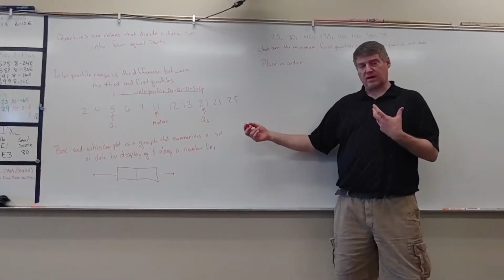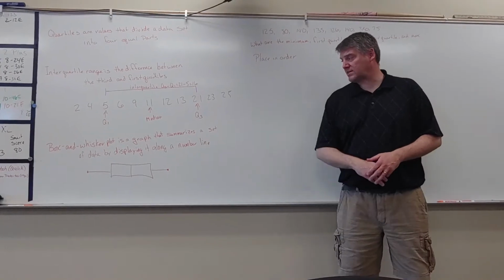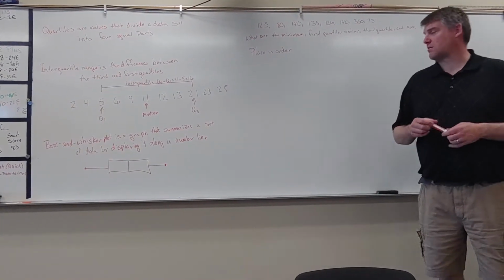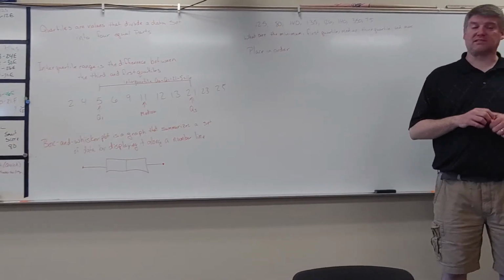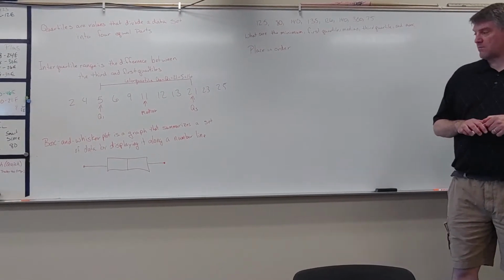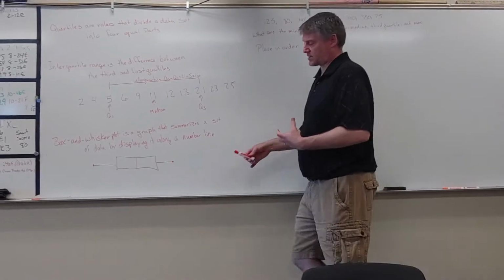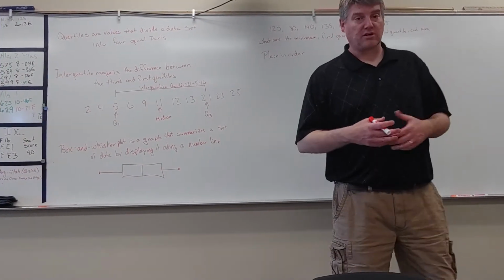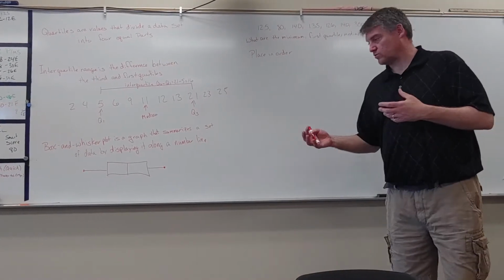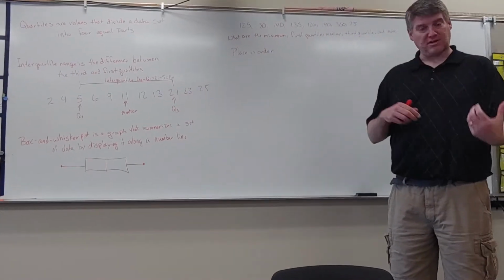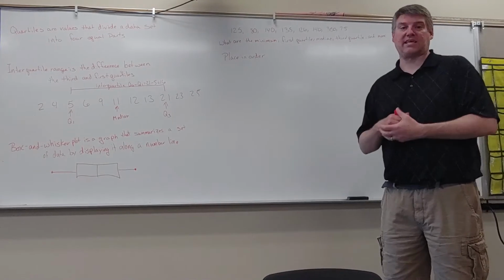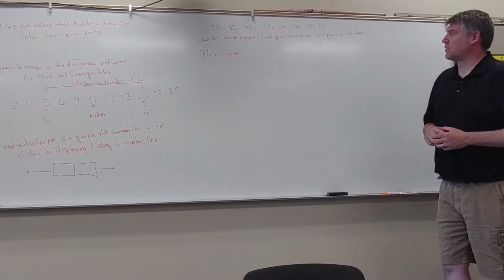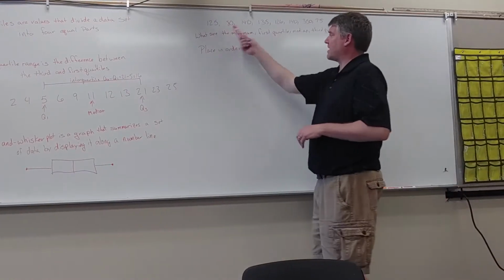So the main part of today is the box and whisker plot. A box and whisker plot is a graph that summarizes a set of data by displaying it along a number line. And this is what a box and whisker plot is going to look like. It's going to have a box and 2 whiskers, one on each side. Those whiskers might be long, they might be short, they might be right at the edge of the box also.